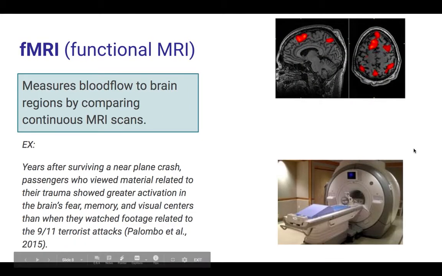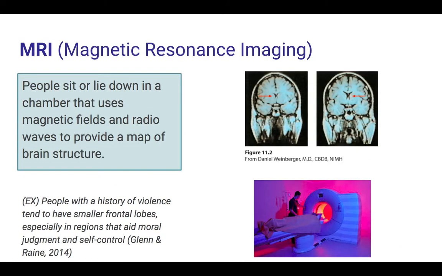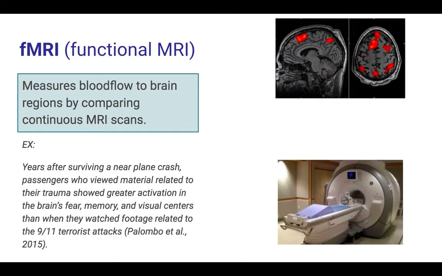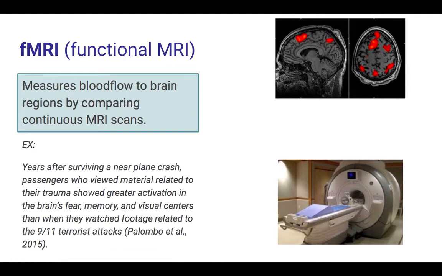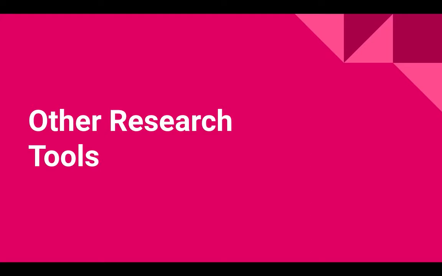An fMRI, or a functional MRI, measures blood flow to brain regions by comparing different MRI scans. This one just shows you a map. This one shows you where the blood is. Again, it looks pretty similar. An example of this: years after surviving a near plane crash, passengers who viewed material related to their trauma showed greater activation in the brain's fear, memory, and visual centers than when they watched footage related to the 9/11 attacks. Okay, those are all imaging techniques.